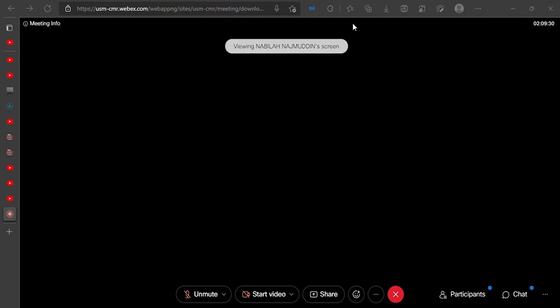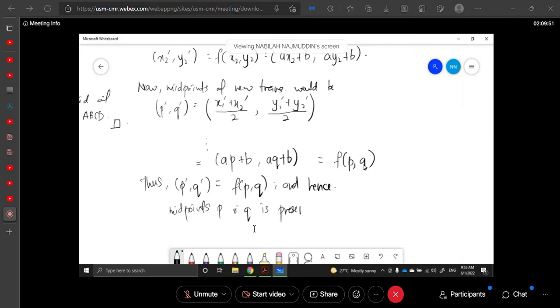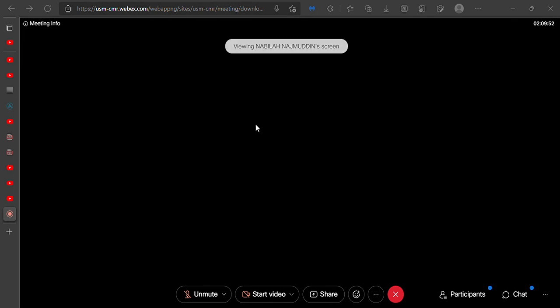and hence the midpoints are preserved. Midpoint P and Q is preserved by the linear transformation. And it is an affine transformation. Okay.